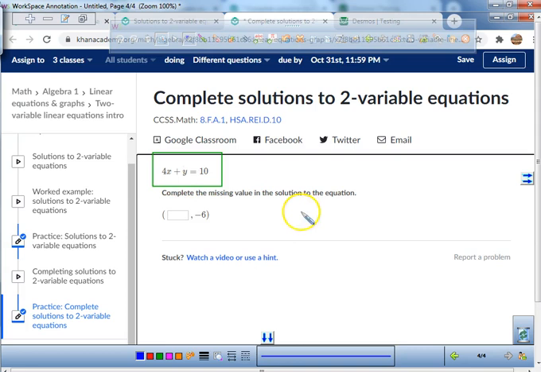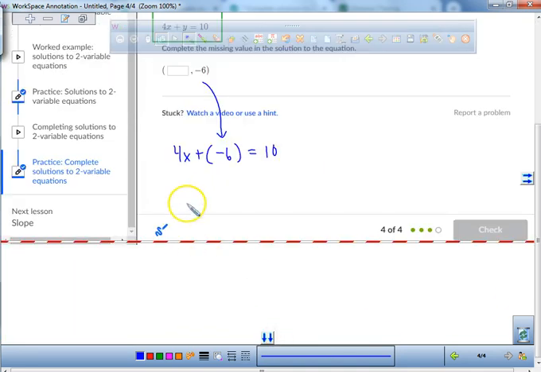Here we go. Just write that down. 4x plus y equals 10. I'm just going to do it right here. 4x plus open parentheses. What number am I plugging in for y right there? Negative 6 equals 10. So we get 4x minus 6 equals 10. Add 6 to both sides. You get 4x equals 16. x equals 4 if you divide both sides by 4.